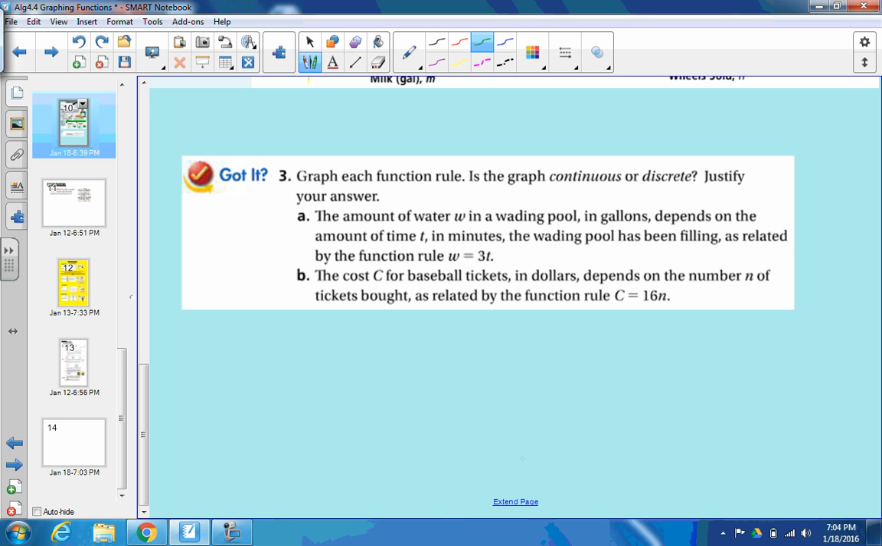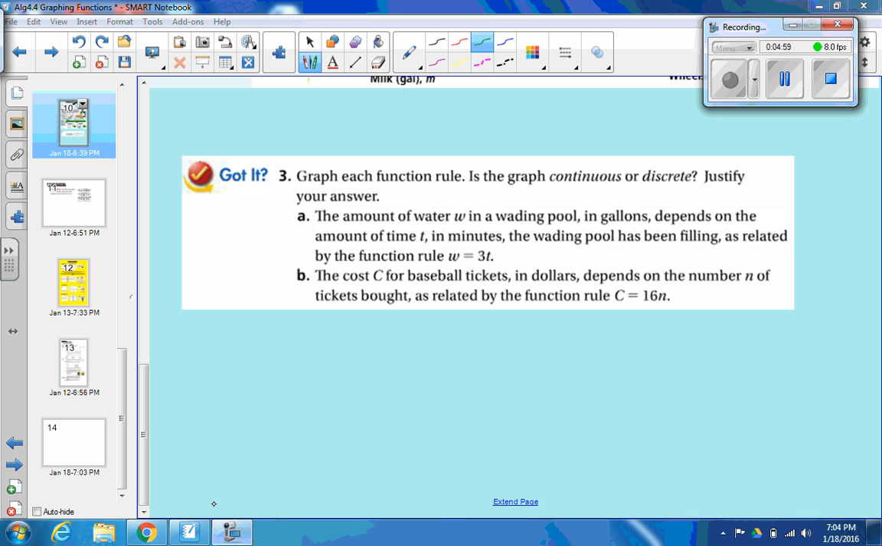Now I'm going to see if you get it. So why don't you try this one on your own? The first one, it says graph each function rule. Is the graph continuous or discrete? And give a reasoning. So do that for each of A and B.